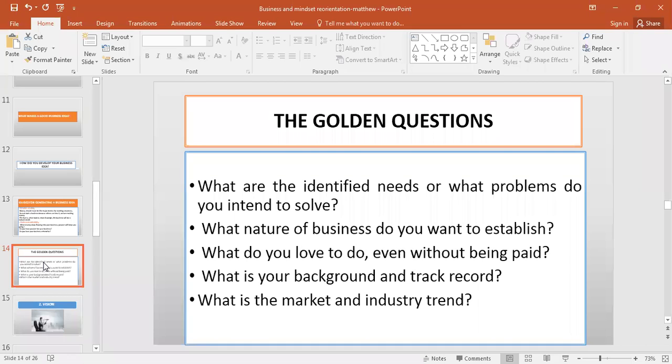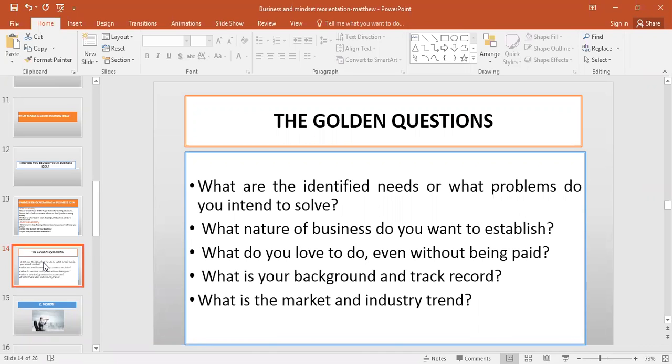Is it an emerging market? Or is it a saturated industry? Always take note of that before you venture into any business idea. This class is very, very good for those of you who have not started because you can do a rethink. But if you're already in business, you can always find your way around it by doing a rethink and shutting the loopholes. So that was business idea.